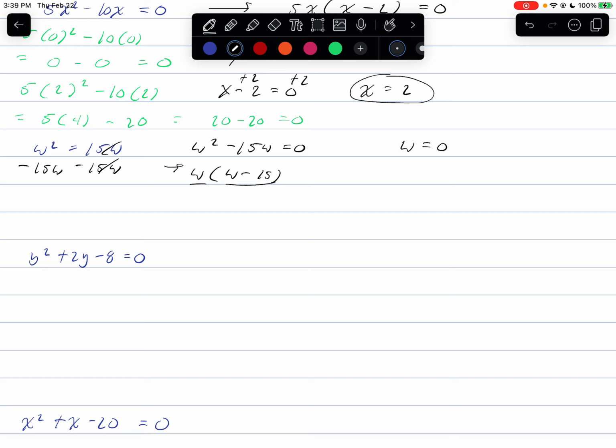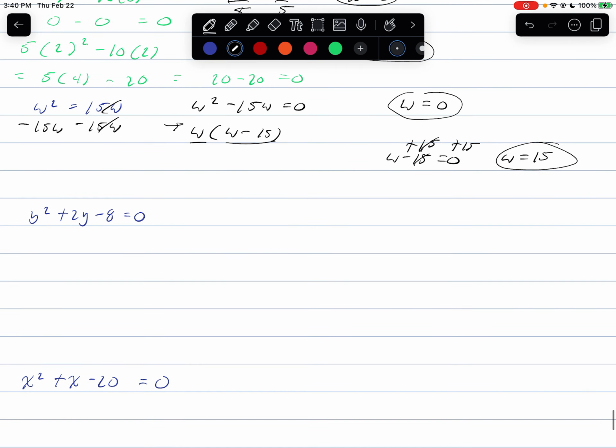So we have w equals 0, and we already have one of our solutions right away. Okay, and we also have w minus 15 is equal to 0. So hopefully we can see pretty quickly that w is going to be equal to 15. So we have w equals 0 and w equals 15 as both valid solutions.